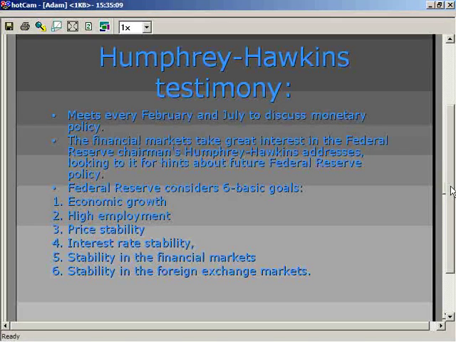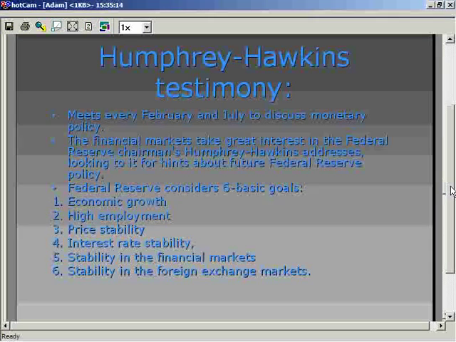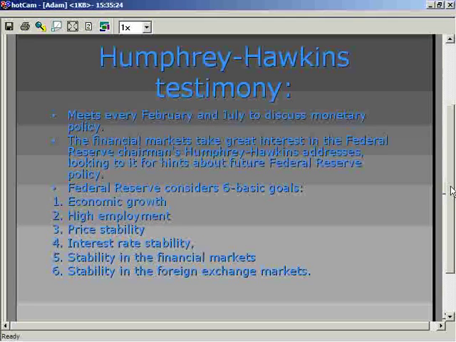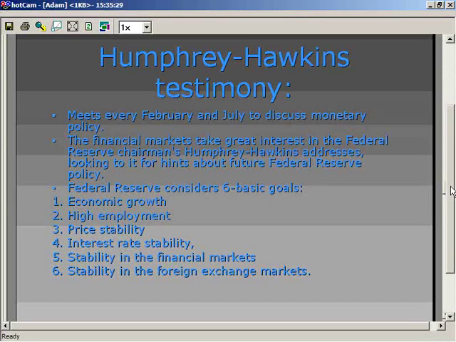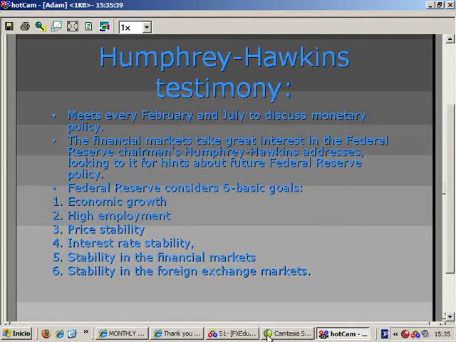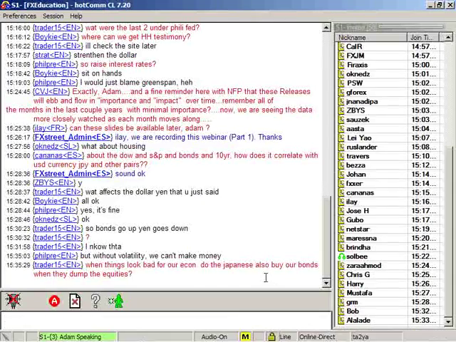That's the tough part. Phil Free, the true trader, says, but without volatility, we can't make money. Who cares about the Humphrey Hawkins? I want to make money. It's an excellent point, though. There are ways to make money without volatility, relying more on the overall trend, relying on what we call the carry trade, where we gain interest from one currency to the other. But you are right, Phil Free. We need the volatility. The volatility is what pays the bills.